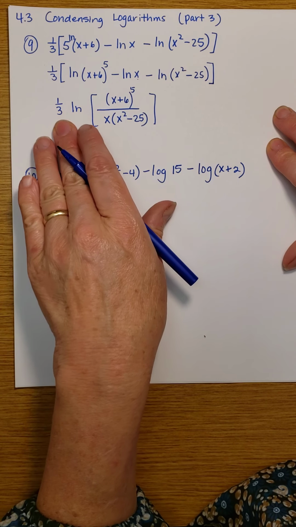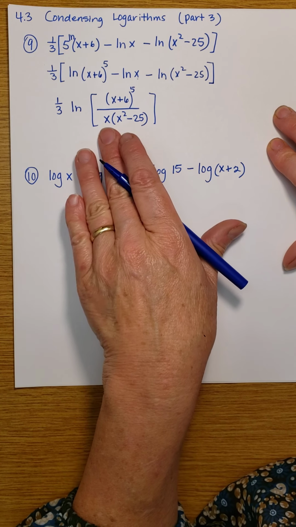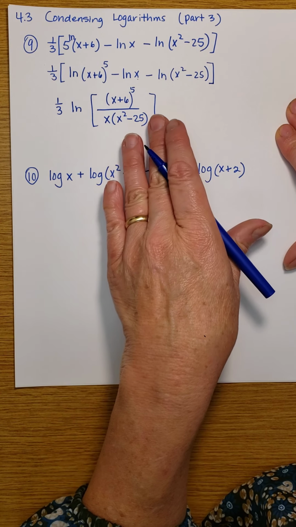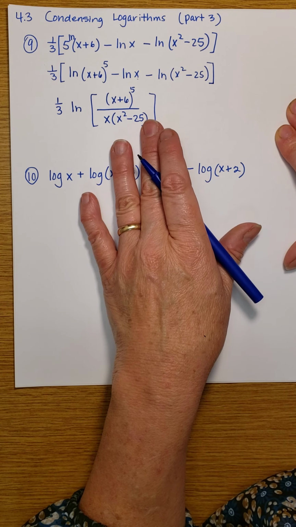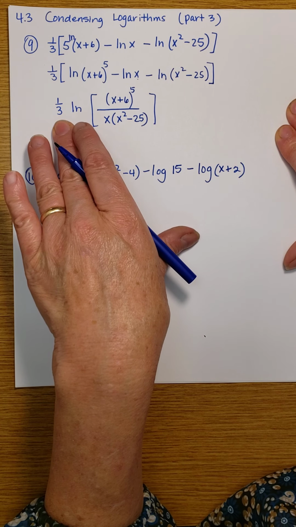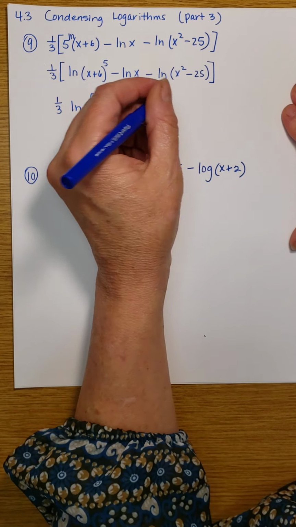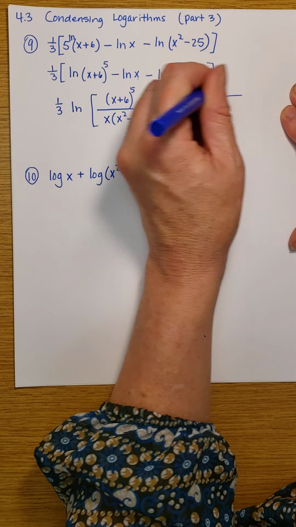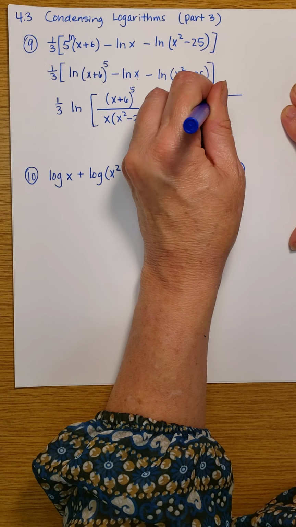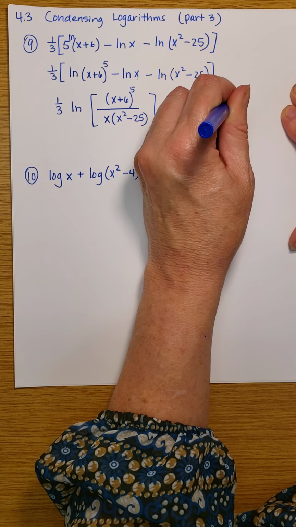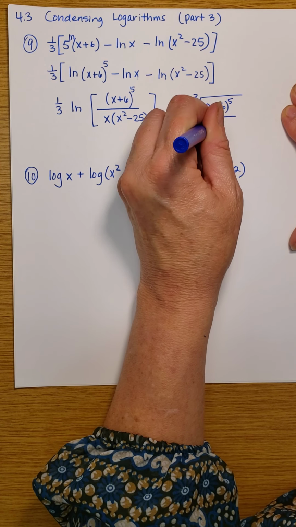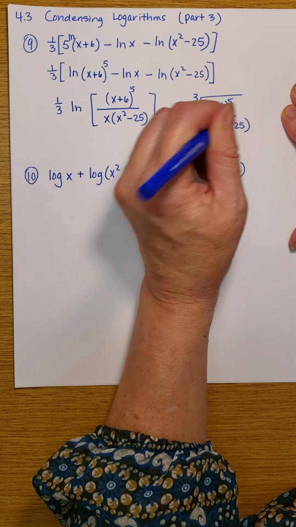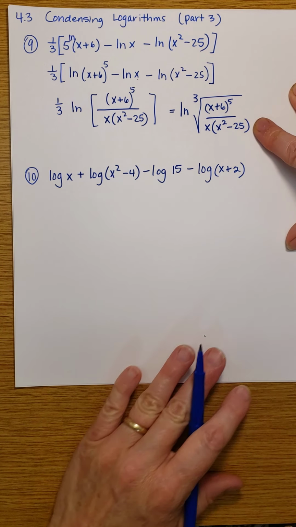Now that this 1/3 is multiplied by the natural log of this whole thing, we can take that 1/3 as a power, and it's going to be taking everything inside the natural log, raising it to the power of 1/3, which is the cube root. So this is going to be condensed as the natural log of the cube root of x plus 6 to the 5th divided by x times x squared minus 25. And that is our final answer.